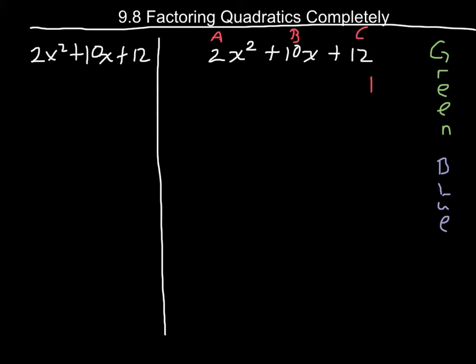Whenever the A does not equal 1, that's when we want to think about factoring completely. Anytime I have an A value other than 1, I think about factoring completely. So what I have here, I see, all right, I've got A does not equal 1, A equals 2. So I want to think about factoring this completely. So here's what we do.